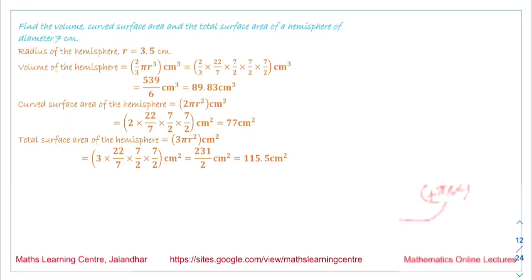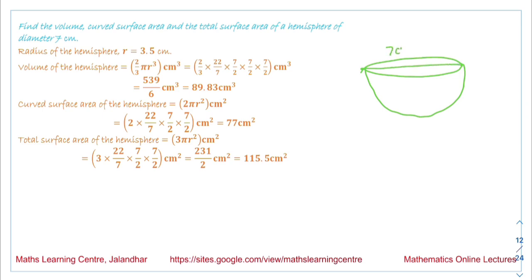Next is find the volume, curved surface area and total surface area of a hemisphere of diameter. This is a hemisphere that is given to us, and its diameter is 7 centimeters. It means its radius is 7 by 2 centimeters. Now the formula for the volume is 2 by 3 pi r cube. Then we have to find the curved surface area. So the formula for the curved surface area will be 2 pi r square, and the total surface area will be 3 pi r square.